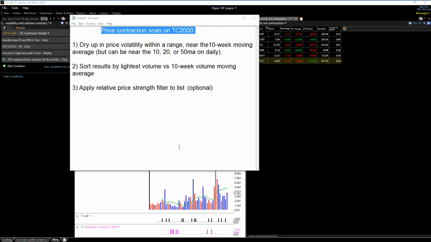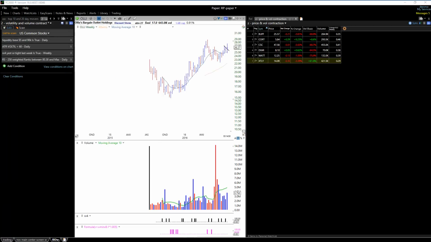So let's get right to the scan. And again, it's in the TC2000 platform, and we've created an easy scan. We're using common stocks, and then we created a few filters. We have a liquidity base. We're just looking for stocks that are greater than $5 per share. And you can use whatever price and volume filters you feel comfortable with.